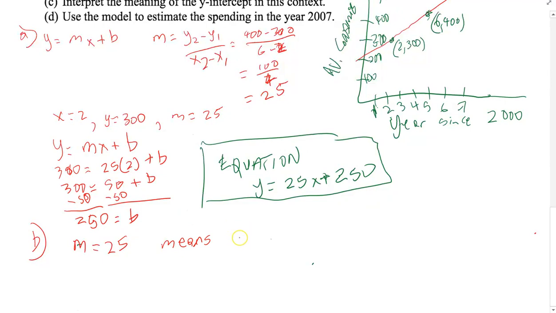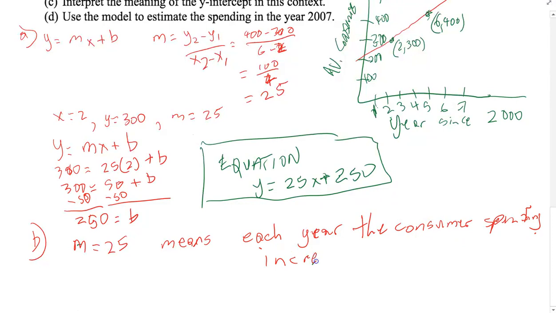each year the change in the spending is 25. Okay, so each year the consumer spending increases by 25, or the average consumer spending increases by $25.